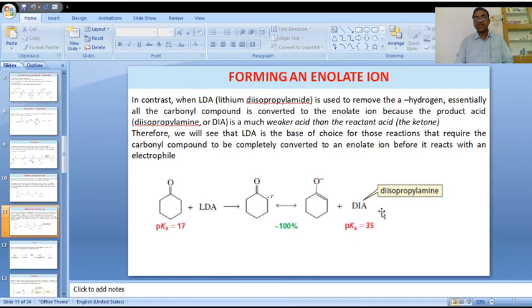And the byproduct is DIA, diisopropyl amine. Its pKa value is 35, which indicates it is a weak acid. It is a weaker acid than the reactant. Is it clear? This is about formation of enolate ion.